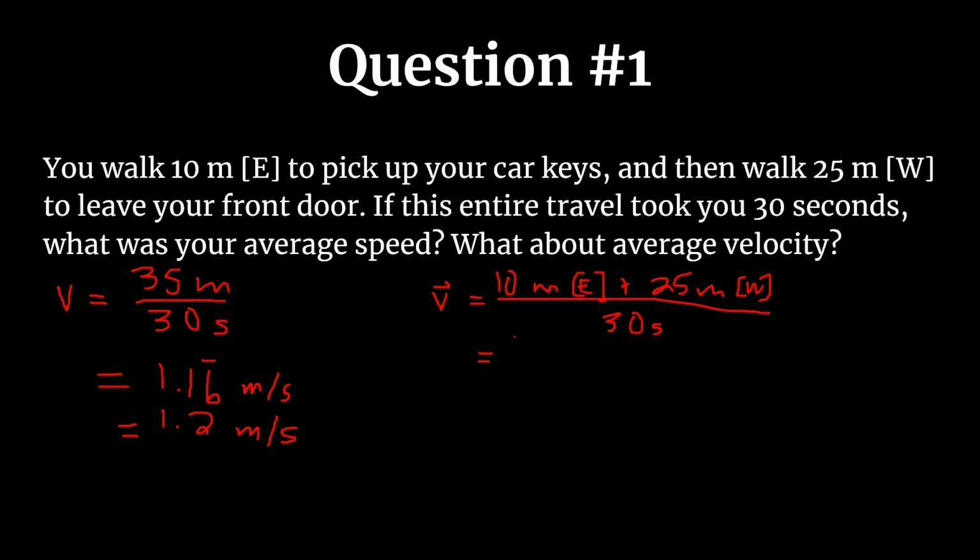subtraction in this case. Since the 10 meters is the smaller quantity, I'm going to say that this is negative 10 meters west plus 25 meters west. Let me just fix that.